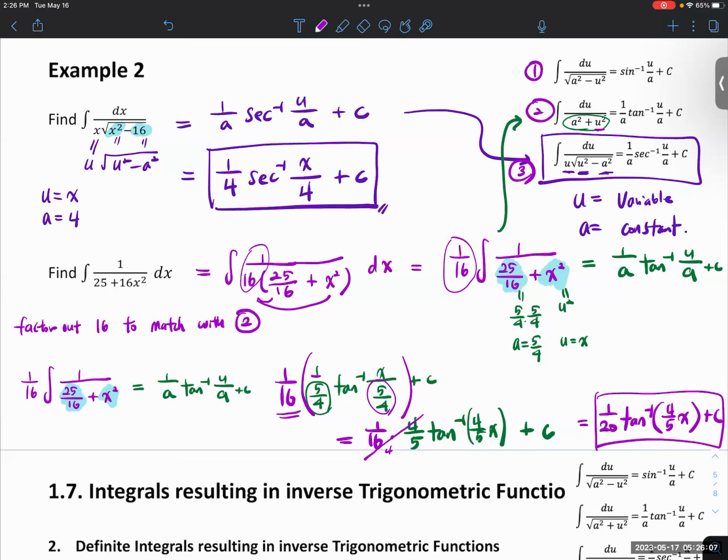Okay, so think about it. When the denominator of the function includes a perfect square number, the integral results in what? Inverse trigonometric function. So that's why these 3 techniques will be really, really helpful. Okay. So now we just got the concept.